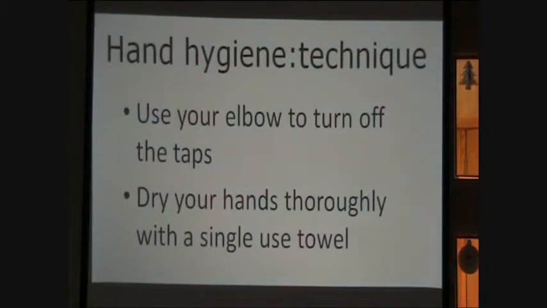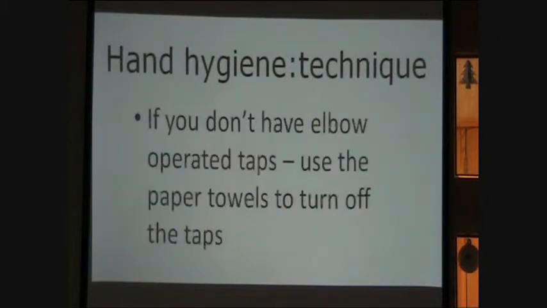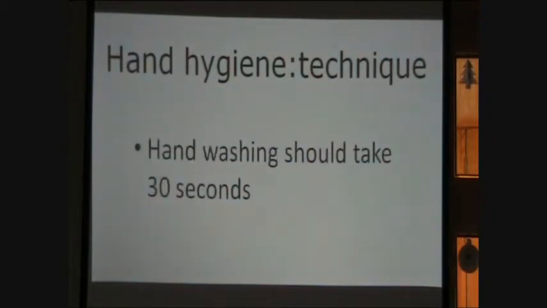Where possible, you should use your elbows to turn off the taps. Dry your hands thoroughly with a single-use towel. If you don't have elbow-operated taps, use the paper towels to turn off the taps. Dispose of your towels in a foot-operated bin. Be careful not to get your hands dirty once you wash them by lifting the bin lid with your hands. Hand washing should take about 30 seconds.